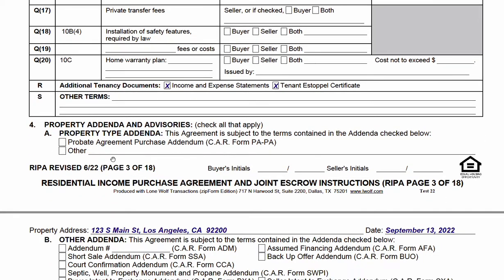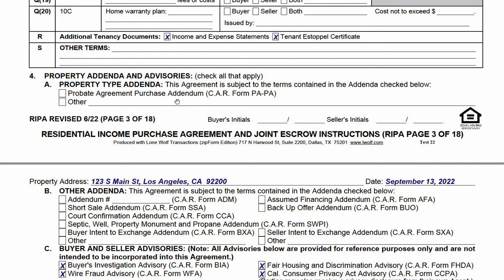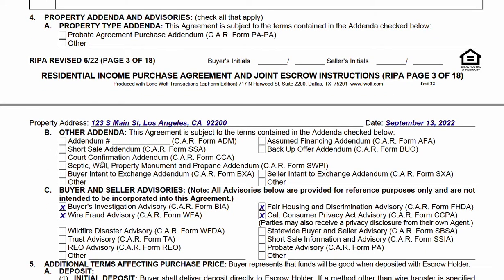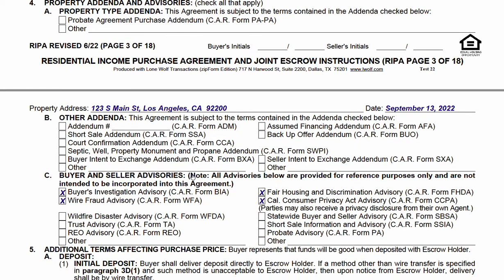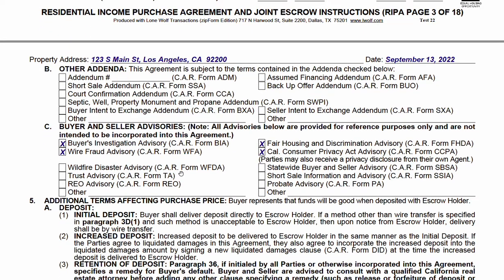And this is some space if you need to incorporate some other forms, like probate. This is a probate agreement, purchase addendum. There's so many. You'll just read through, and if it applies, check the box and add the form, if it applies to your unique transaction. And we will continue on.